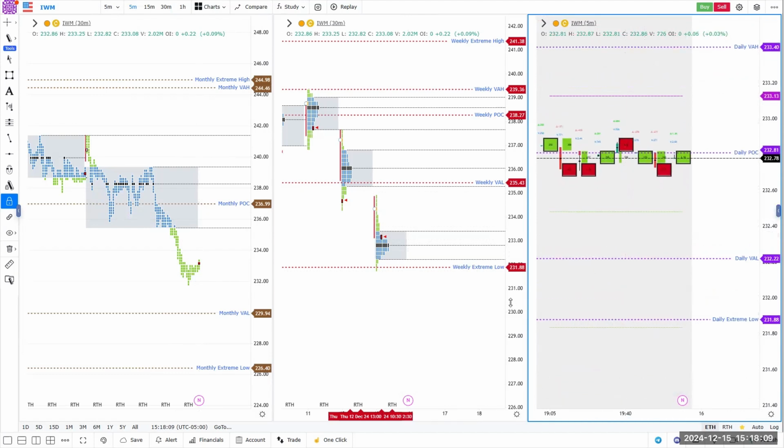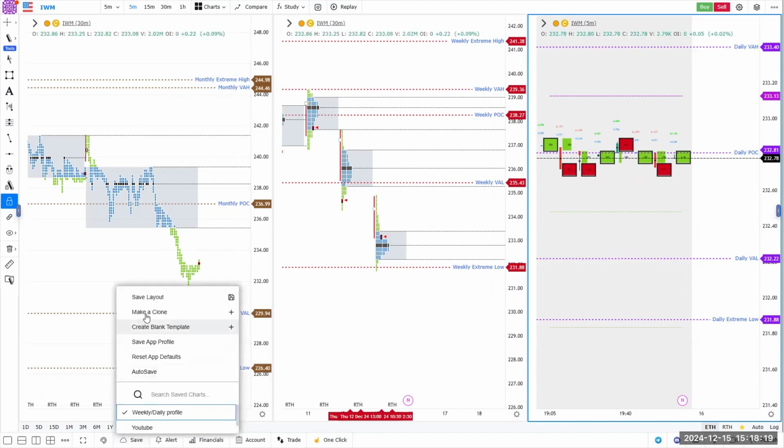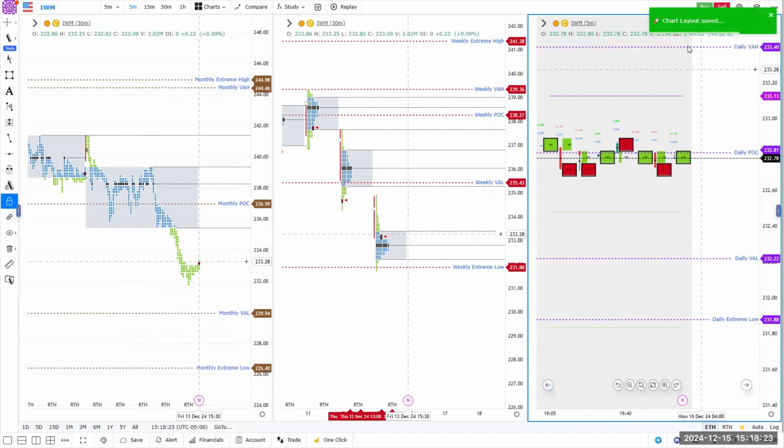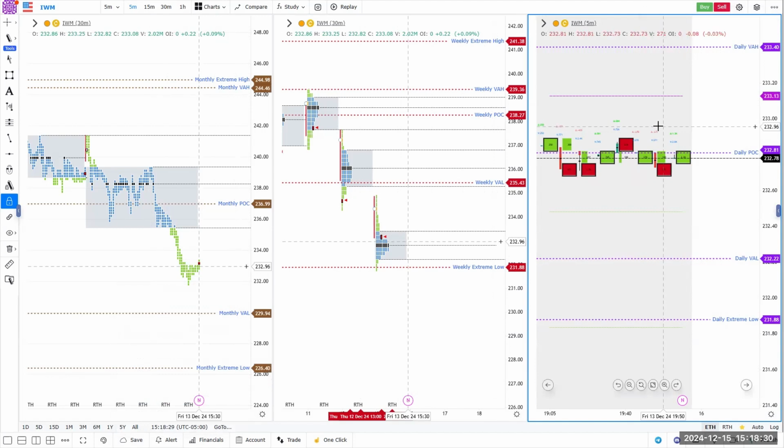Lastly, before we end for the day, the last thing we want to do is save it. I know some of you may have auto save. I don't have that checked. So I go down to save and save my layout. It should pop up at the top right here: chart layout saved. And we are all set for the week.